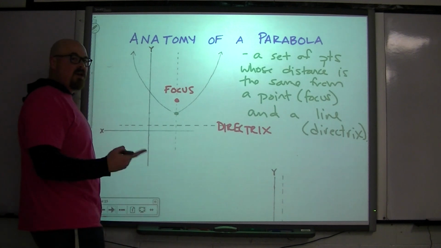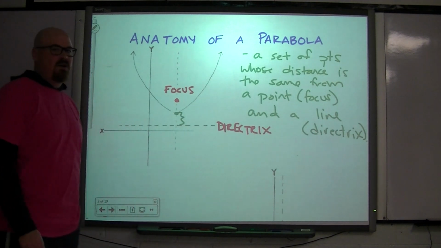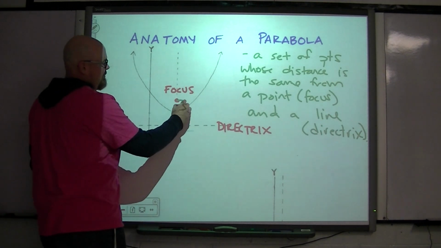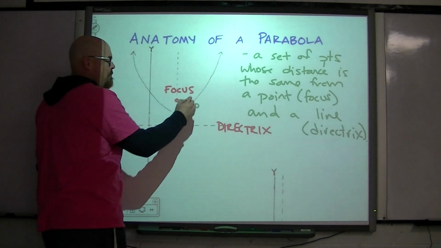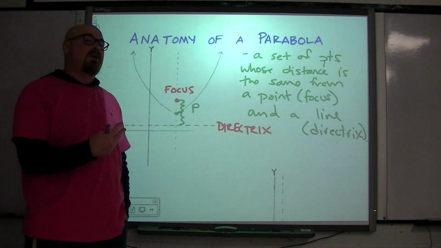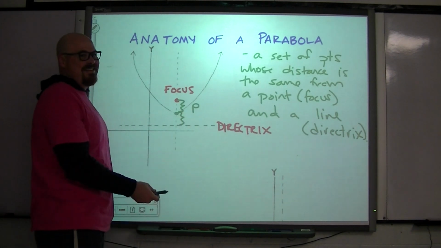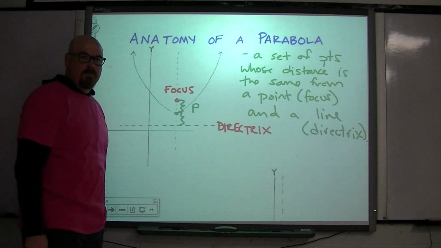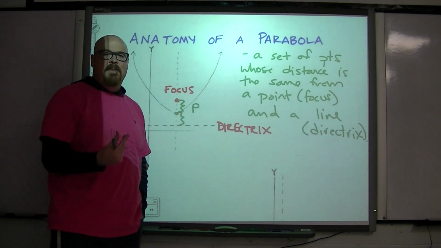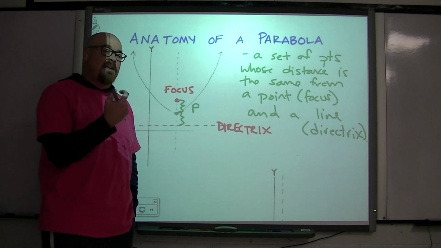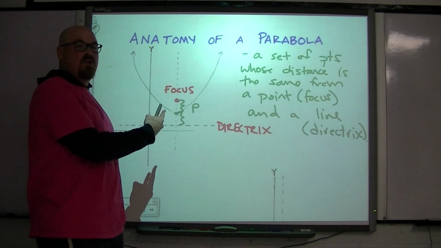Now what's going to start to become really important is this distance. This distance right here, which is again the same as this distance right here, we label as p, the lowercase variable p. If you need a definition, p is the distance from the vertex to the focus. And think of p almost like you think of m in terms of the slope. It's a variable that represents a physical characteristic on the graph.